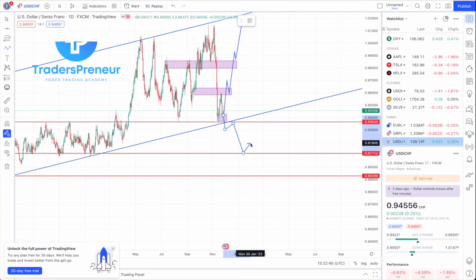And if the market continues to move in the downtrend direction, breaking this level of 0.90870, we will target this price at 0.89289. So that is our analysis for the USDCHF.